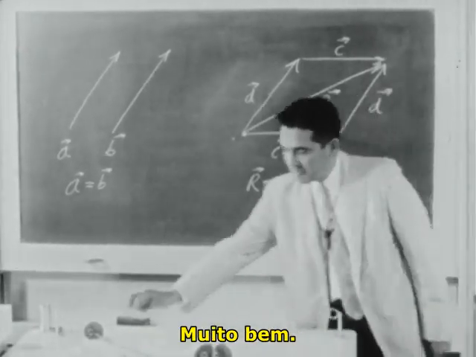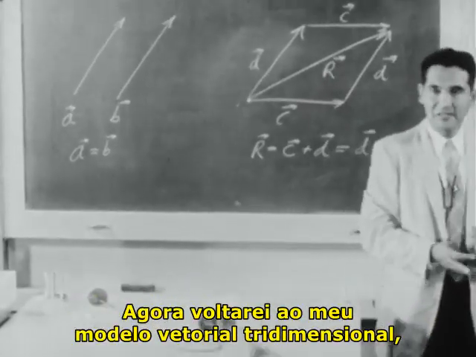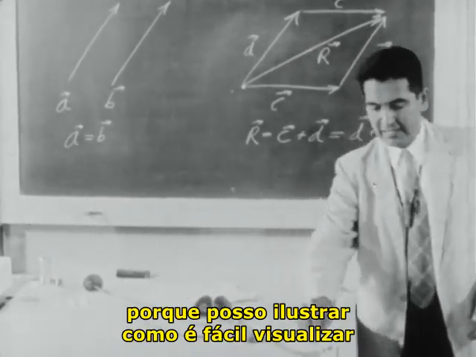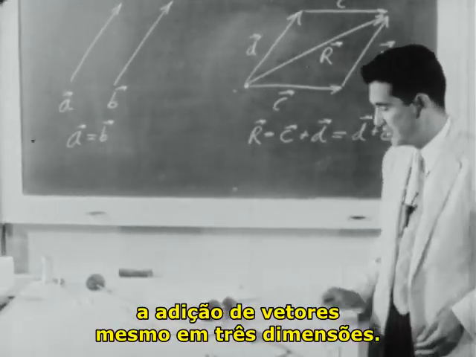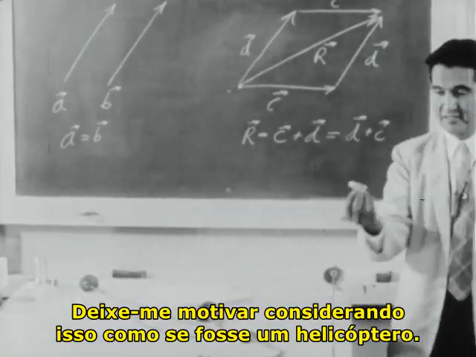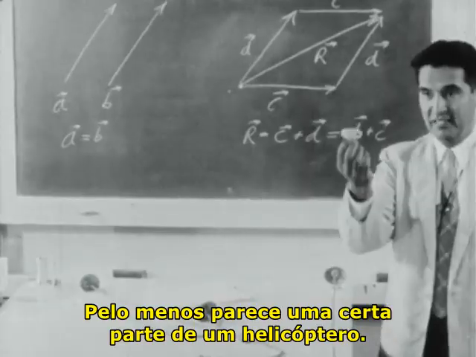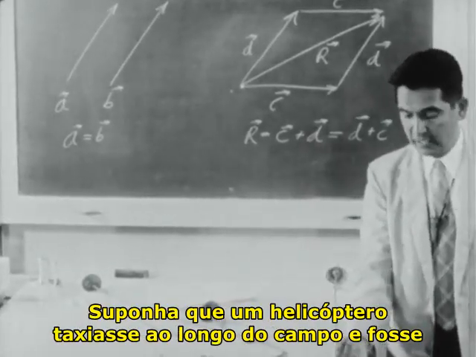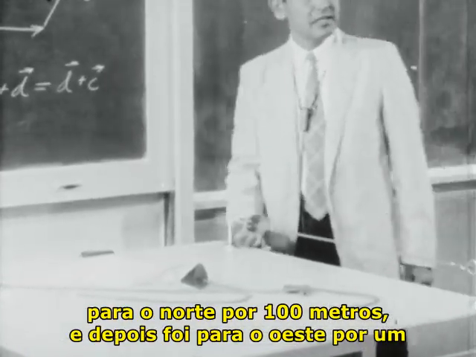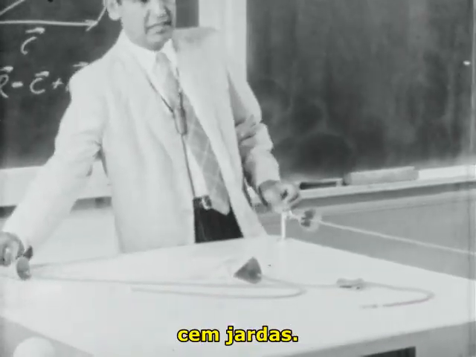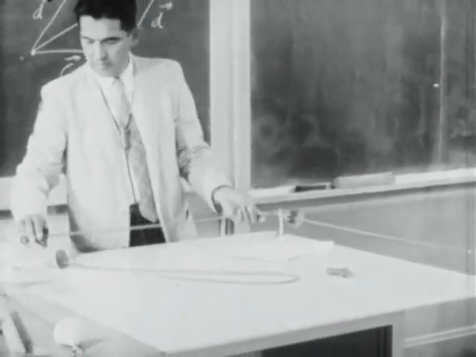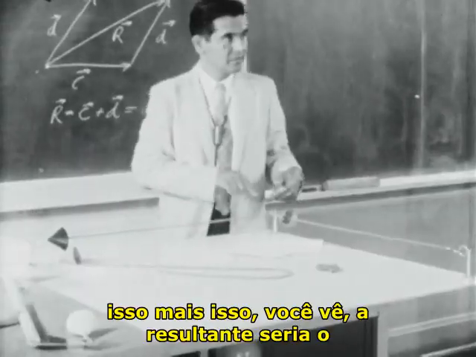Very well. Now I'll go back to my three-dimensional vector model because I can illustrate how easy it is to visualize the addition of vectors even in 3 dimensions. Let me motivate it by considering this as if it were a helicopter. At least it looks like a certain part of a helicopter. Suppose a helicopter taxied along the field and went northward for 100 yards and then went west for 100 yards. I would illustrate that by 2 vectors like this. This plus this, you see.